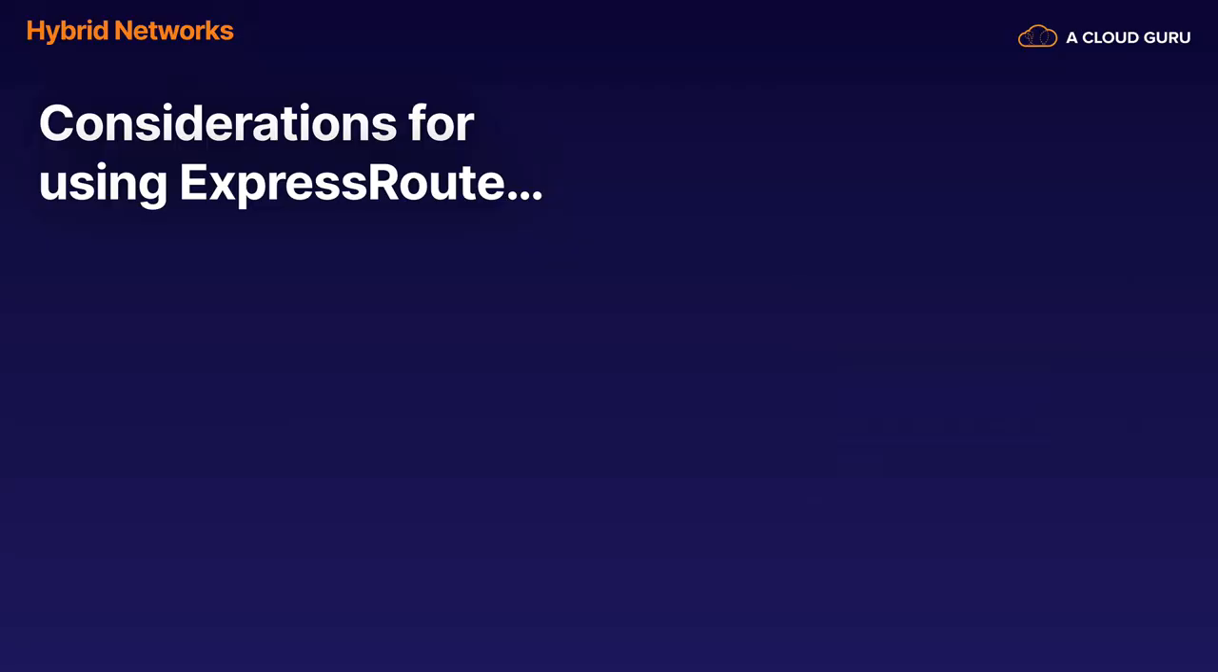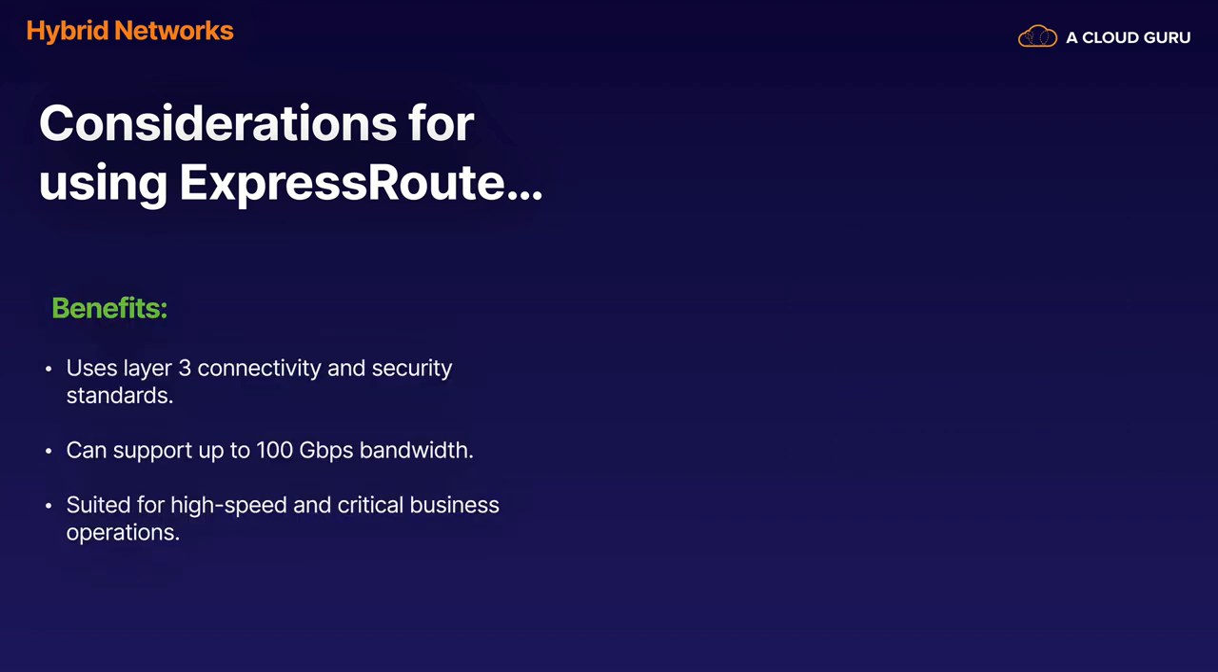Some things to keep in mind when using ExpressRoute. First off, we'll talk about the good stuff. Not that any of it's bad. So you're using Layer 3 connectivity and security standards. Azure takes care of this for you. Now, some network gurus don't like that they are restricted to Layer 3. There are quite a few people that like to do that deeper packet inspection, but Azure doesn't allow for that. However, the Layer 3 security standards from Azure are pretty solid and will eliminate a lot of worry.